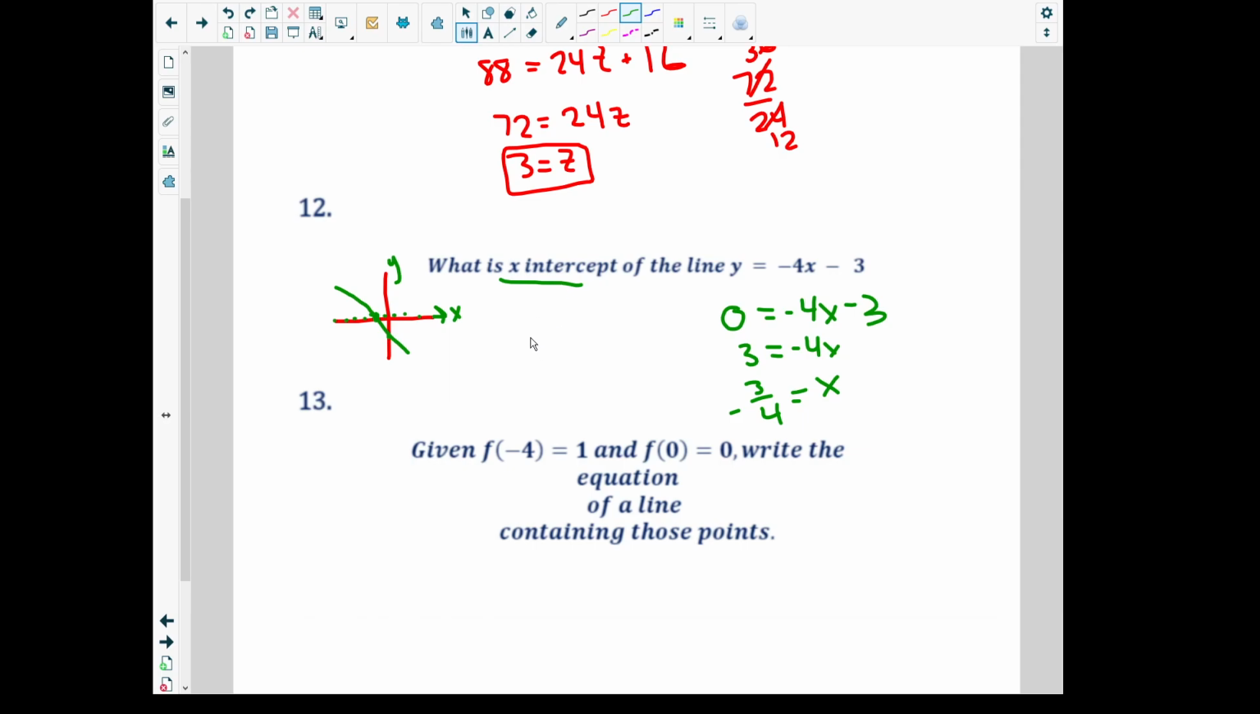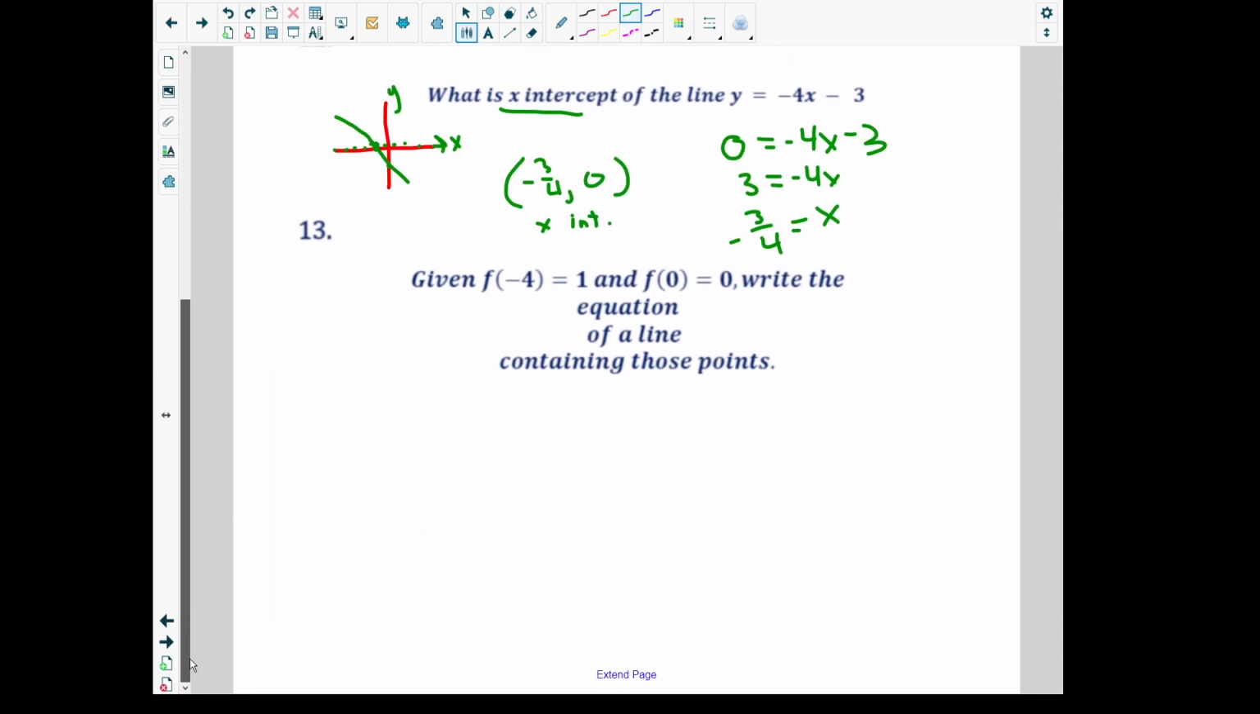It's not the answer because an x-intercept is a point. And the x-intercept has to start with an x value. And of course, the y value must be 0. So there you go. Okay, so here are two, believe it or not, these are points.